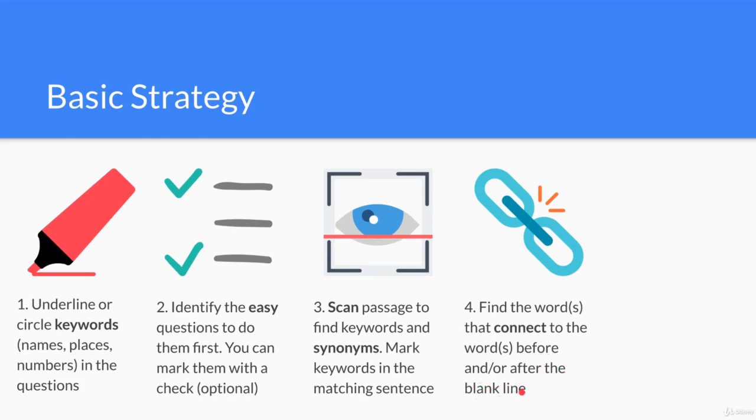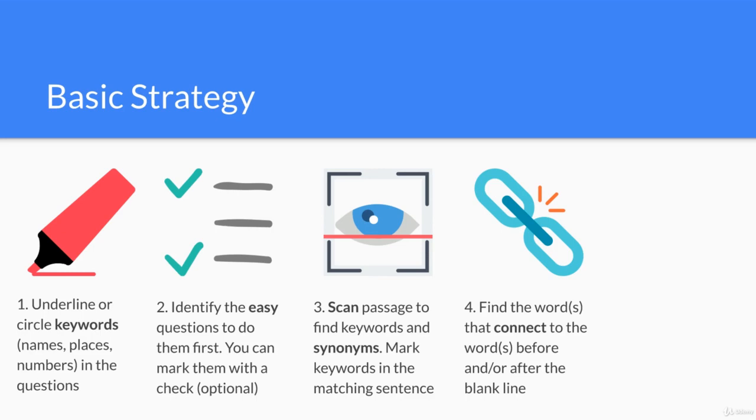Next, you have to find the words that connect to the words before and after the blank line. So what I mean is that when you have a fill in the blank question, there's going to be a blank line where you have to fill in your answer. But you have to make sure that the answer that you are going to fill in fits. It has to fit in the sentence. It has to fit with the words around it, with the words that come before it and the words that come after it. So when you are making sure that the answer fits, then you will pay attention to things like grammar, things like plurality, and you'll make sure that you are choosing the correct answer. Because the surrounding words are going to tell you if this answer is correct or not.